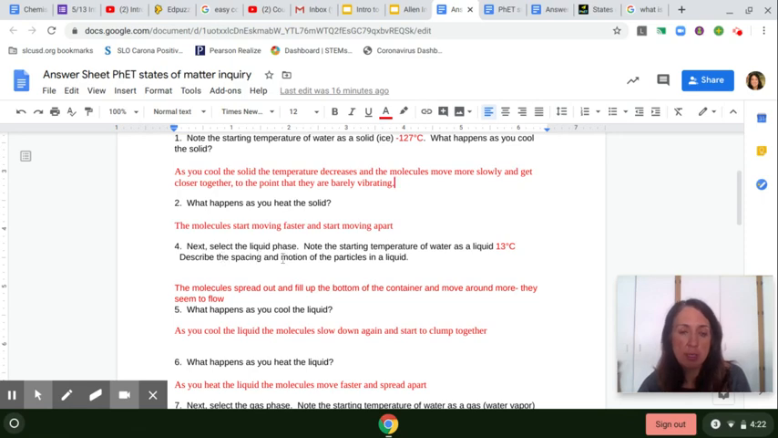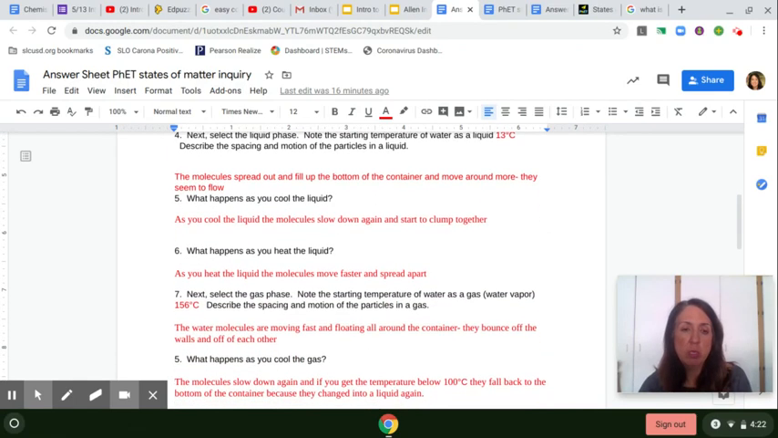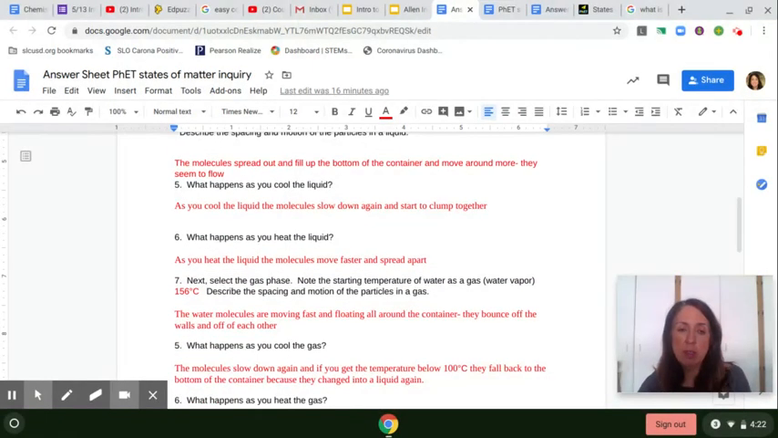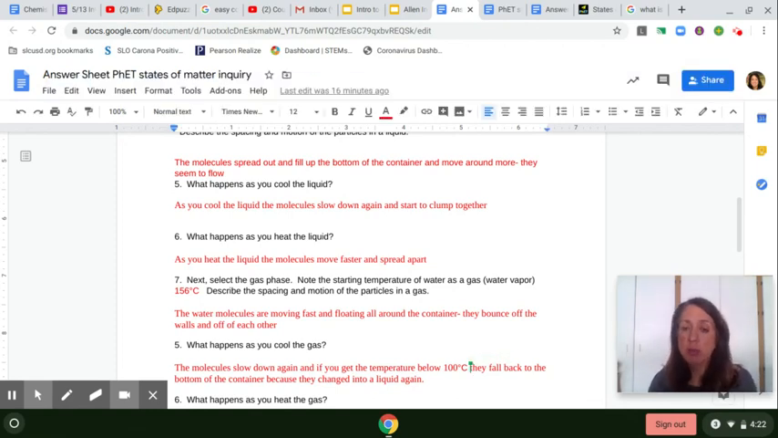Next, you're going to select the liquid phase, and that was at 13 degrees Celsius. You should have noticed that the molecules spread out and fill up the bottom of the container, and they move around more. They seem to flow. What happens as you cool the liquid? As you cool it, the molecules start to slow down again, and they start to clump together because they're freezing and becoming a solid.